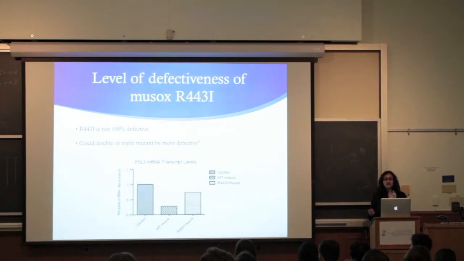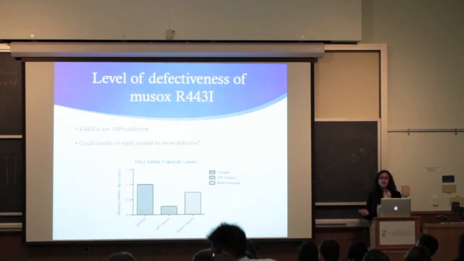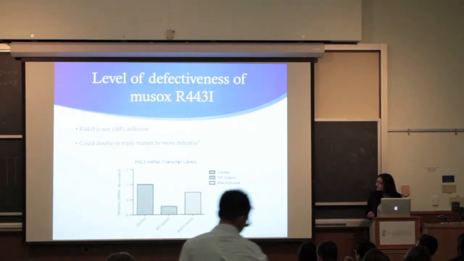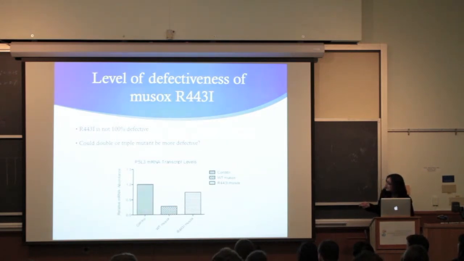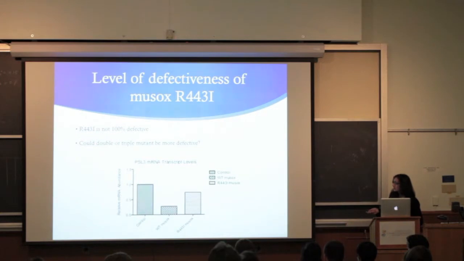I earlier mentioned that it's defective, but only to a certain degree. And this in vitro experiment here with R443I muSOX shows evidence of this. This graph is measuring the relative mRNA levels for a gene called PSL3. What we have here is the control, which doesn't have any muSOX. The wild type is the normal version of muSOX. And then we have the mutated version of muSOX. We basically infect the cells with each of these three types.